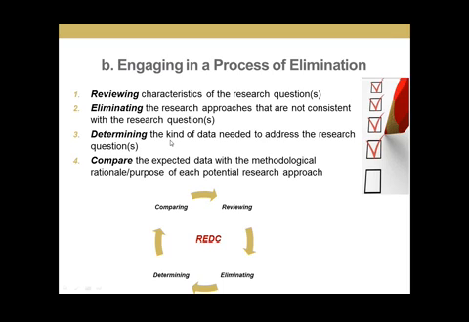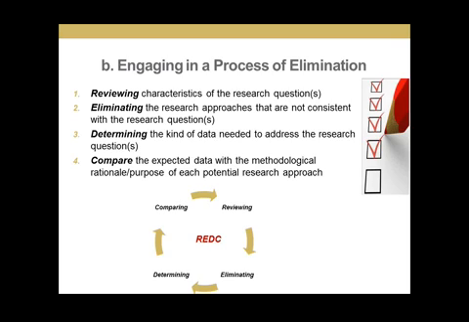So, any other question? So the next step is to look at the characteristics of a research question, and then you engage in an elimination process. You look at the five approaches and see which one is not really consistent with the research question that I have. Based on that, you can eliminate about three or four. And then the next step is to determine the kind of data that you want. So based on the research question, what kind of data do you want to collect? And then try to compare the kind of data with the methodological rationale of the approach. And then based on that, you'll be able to identify the approach that you want to use.